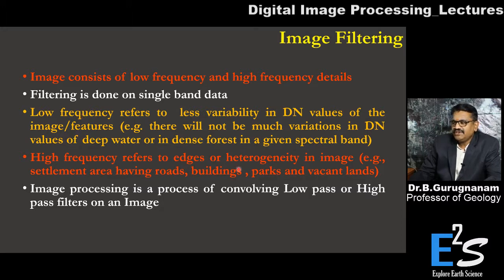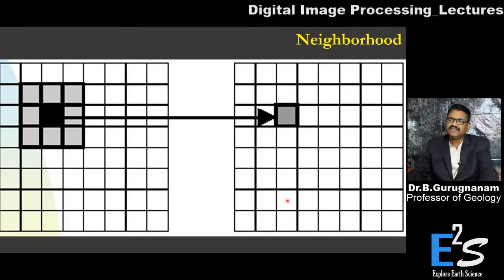High frequency refers to edges or the heterogeneity in an image. For example, a settlement area having roads, buildings, a park, a vacant land. These are the areas where we can use high frequency, high pass filtering. Low frequency refers to less variability in DN value, and high frequency refers to edges or the heterogeneity of a settlement. Image processing involves assessing the low pass and high pass filters on an image. Let us see one by one.